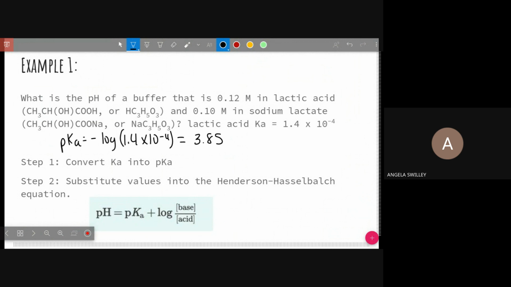Then we can plug this into our Henderson-Hasselbalch equation, and it's 3.85 plus the log. Our concentration of our conjugate base was 0.10, and our concentration of our starting acid was 0.12. Once you calculate this, you get a pH of 3.77.